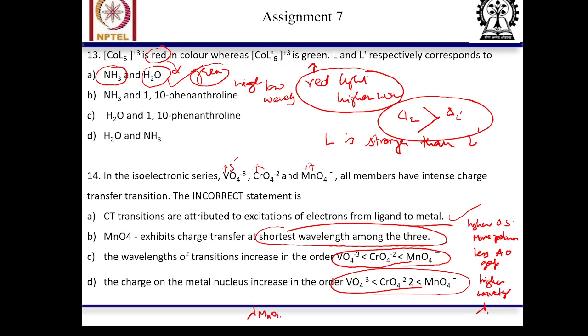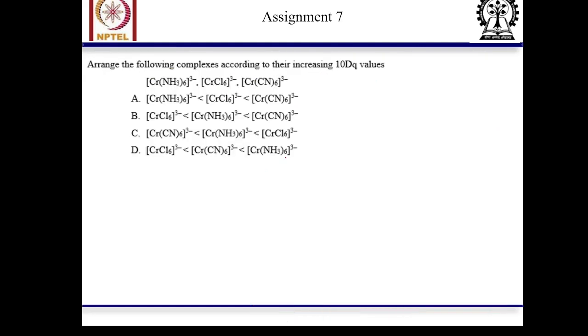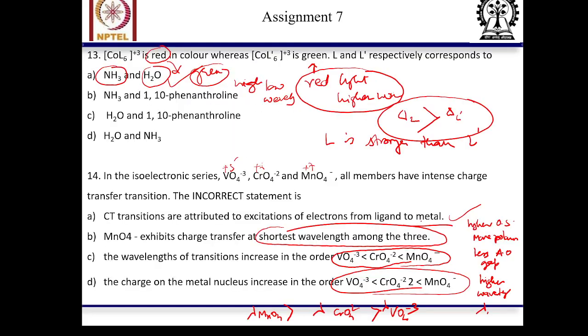So lambda MnO4 will be greater than lambda CrO4 2 minus, which will be greater than lambda VO4 3 minus. So this is the incorrect statement regarding question number 40. I hope you got this.